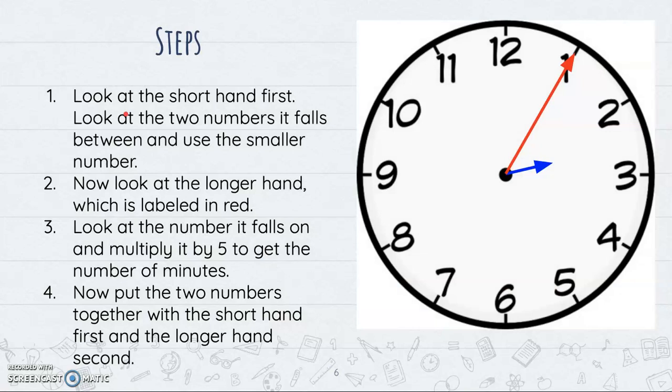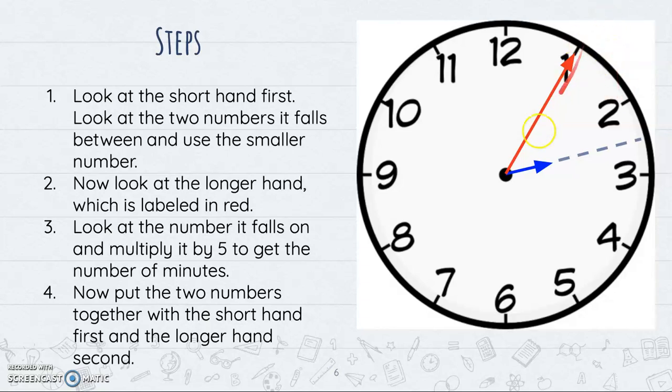So let's look at the steps to telling time. Step 1. Look at the shorthand first. Looking at the example provided, we know that the shorthand falls between 2 and 3. We can also draw a dashed line so that we can make sure it falls between 2 and 3. So now, using the shorthand, we know that it's 2 o'clock. But is it exactly 2 o'clock? Let's check using the longer hand. This is where it gets a little bit tricky.